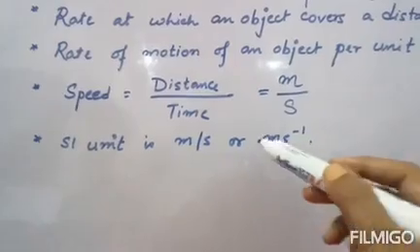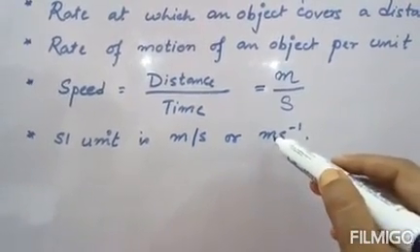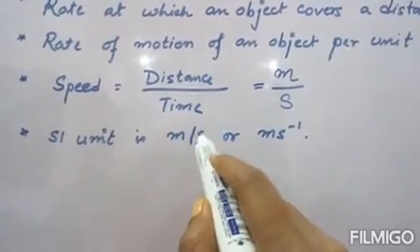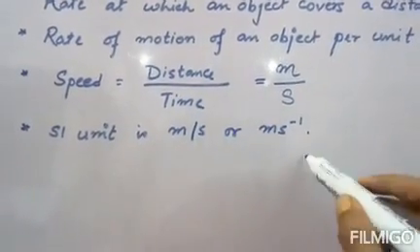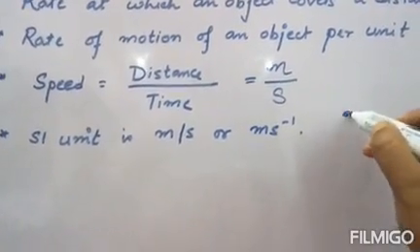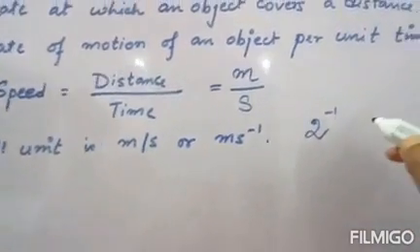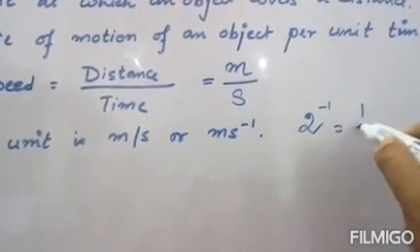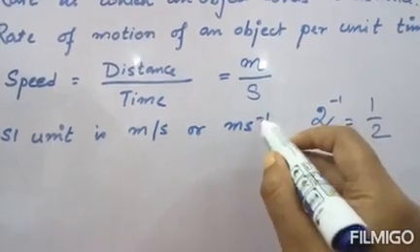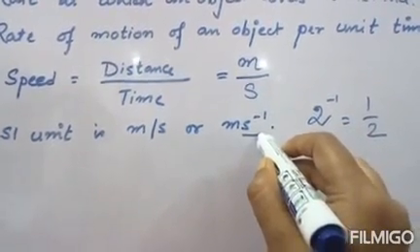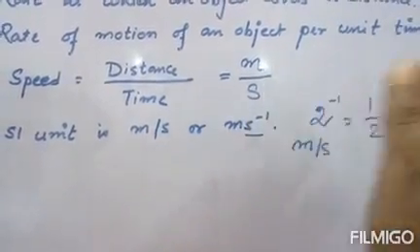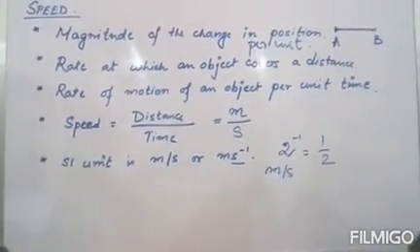Now you might be asking, ma'am, what is this m s to the power minus 1? Now see, something to the power minus 1, how do we write? Suppose if I tell you 2 to the power minus 1, how do I express this? 1 by 2. Similarly m s to the power minus 1, s to the power minus 1 means m by s. So it is meter per second. Understood?